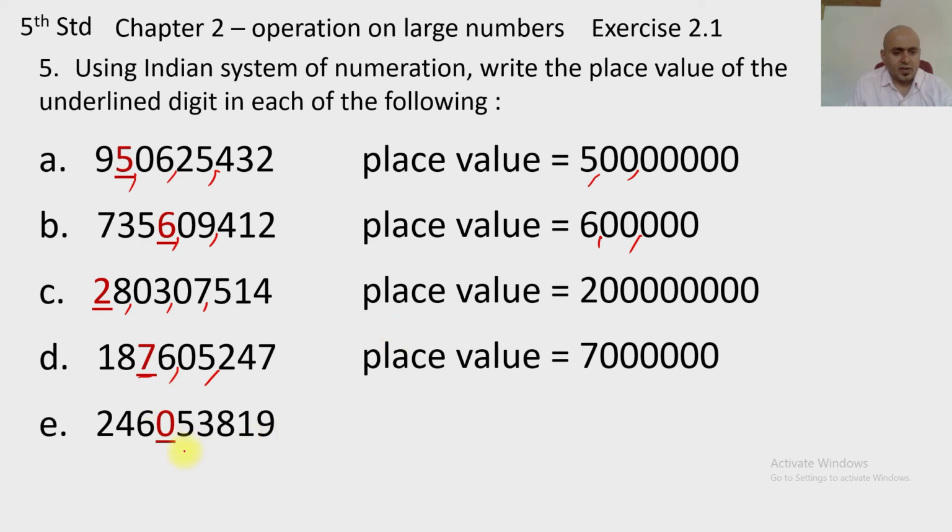246053819. Here they have underlined 0. The place value of 0. So 0 is in ones, tens, hundreds, comma, thousand, 10,000, so lakh. 0 is in lakhs place. When you multiply 0 into 1 lakh, the product will be 0 only. So therefore, the place value of 0 will always remain 0. Next number.